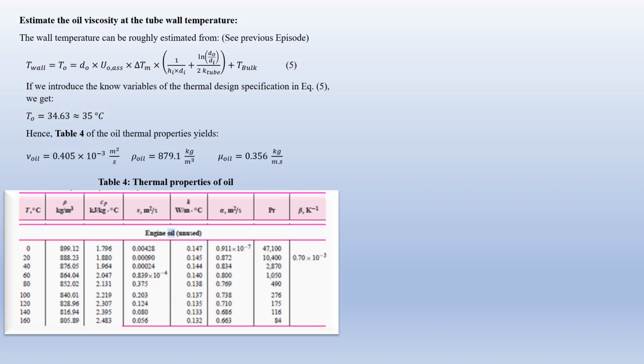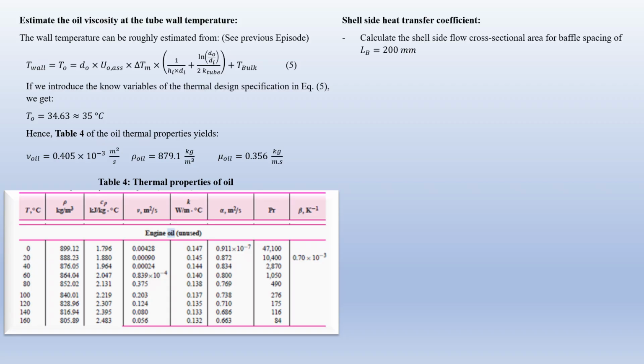and that will help to give oil properties at this temperature. We have pneumatic oil, that is, the kinematic viscosity is 0.405 times 10 to the power minus 3 meters squared per second, and the density is 879.1 kilograms per cubic meter. If we multiply the density by the kinematic viscosity, then mu oil is 0.356 kilogram per meter second.